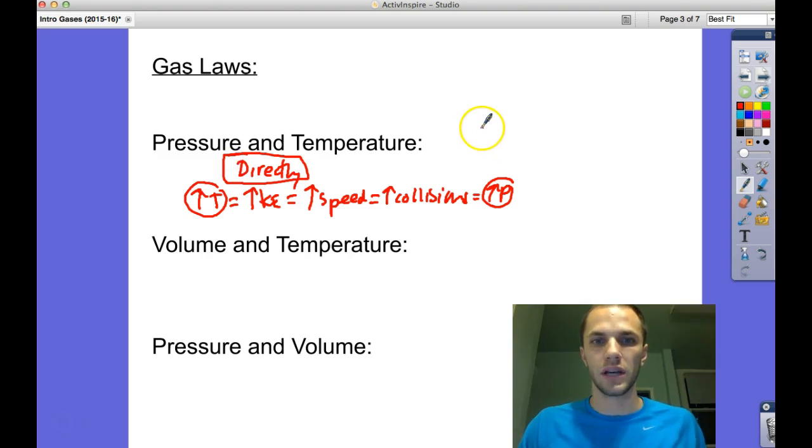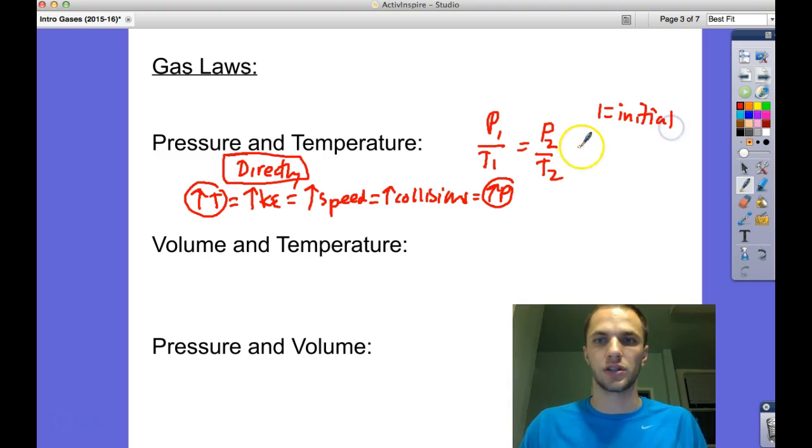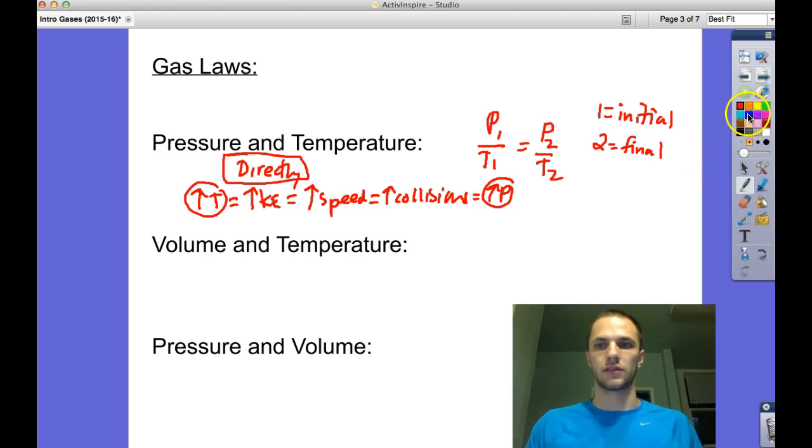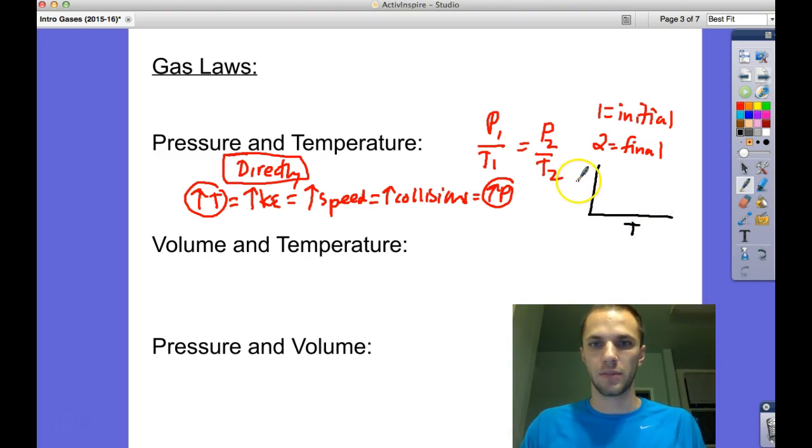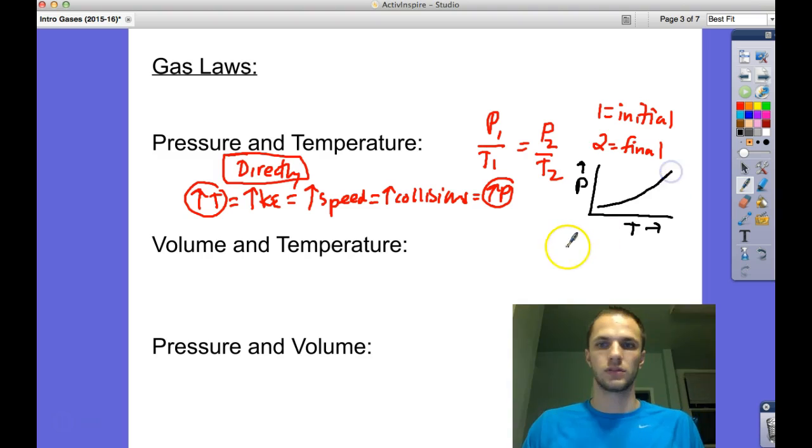The equation that relates these is P1 over T1 equals P2 over T2, where 1 equals the initial conditions, what the pressure or temperature is to start, and 2 represents the final, after something is done to the gas. The only other thing that we need to recognize is how this could look graphically. If we plotted temperature and pressure, as temperature goes up, pressure is going to go up. So what that would look like on a curve is something like this. We'll need to interpret those more analytically and quantitatively later, but for now, that's a good enough detail.